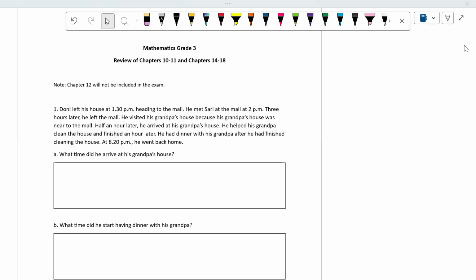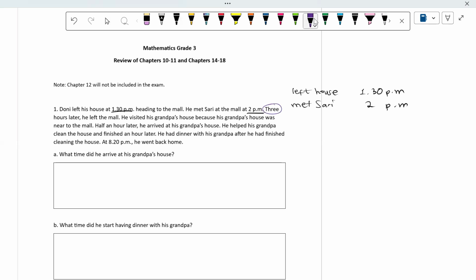Let's start from number 1. Johnny left house at 1:30 p.m. Okay, so we need to take some notes of his activity. So Johnny left house at 1:30 p.m. heading to the mall. And then he met Sari at the mall at 2 p.m.